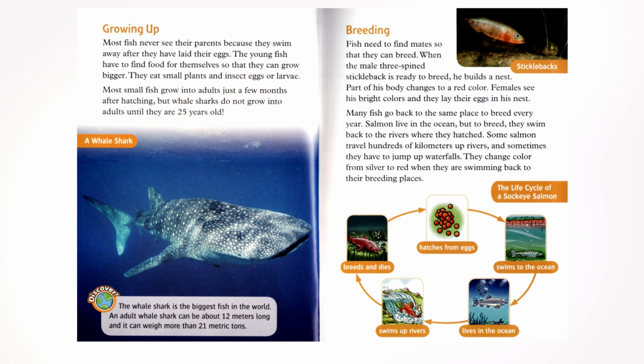Many fish go back to the same place to breed every year. Salmon live in the ocean, but to breed, they swim back to the rivers where they hatched. Some salmon travel hundreds of kilometers up rivers, and sometimes they have to jump up waterfalls. They change color from silver to red when they are swimming back to their breeding places.